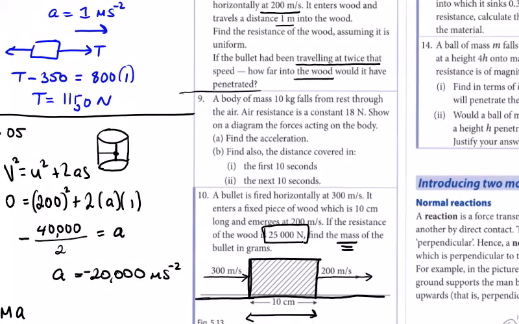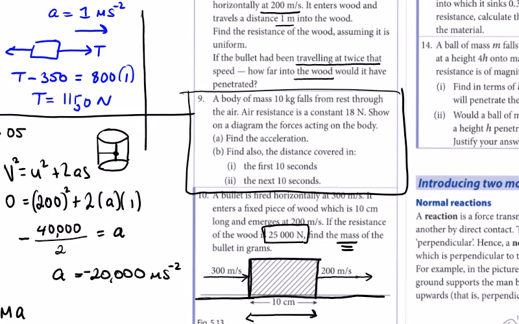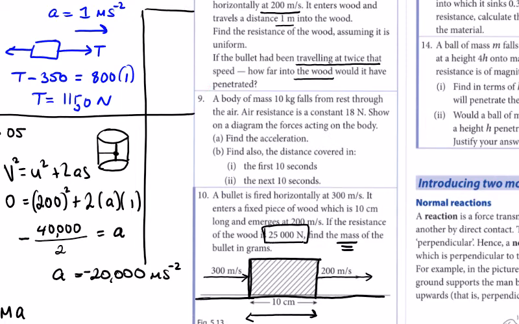Question 9 here, a body of mass 10 falls from rest through the air. I do a little diagram along here. If I do it in red, it will stand out. So we have this body, its mass is 10 kilograms. It's going down in this direction. It's falling through the air. There's always a resistance. And air resistance in this case is a constant 18 newtons. Show in a diagram the forces acting on the body.